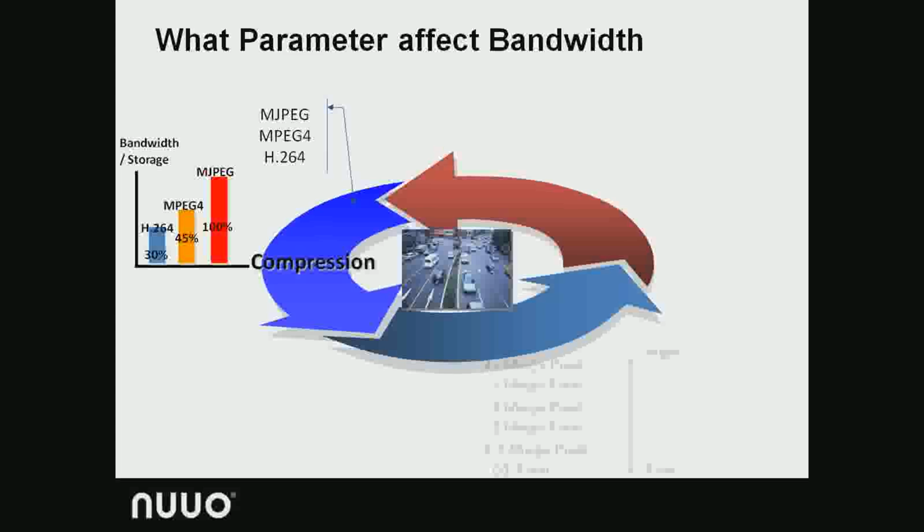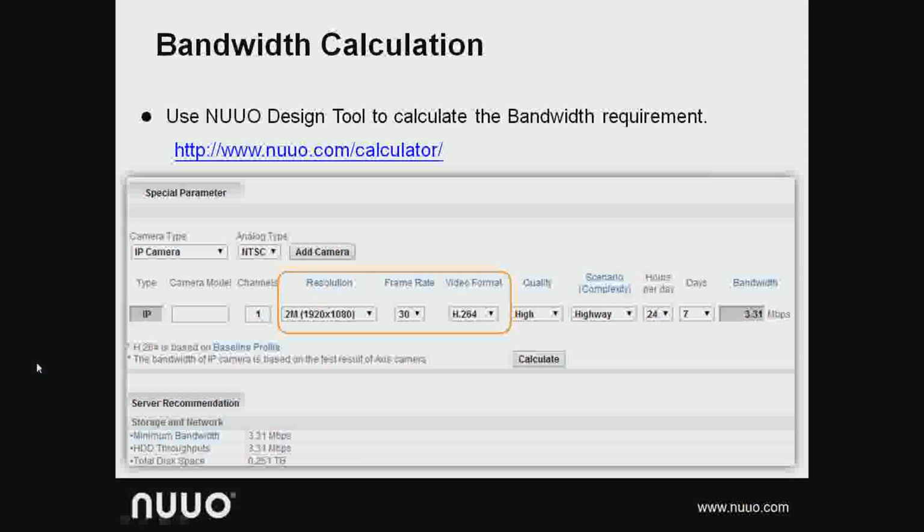So how do we calculate the bandwidth for a project? You may use the NUO design tool to calculate the bandwidth requirement for your project. Here is the NUO design tool web interface. As you can see, you can put in the number of cameras, the resolution and the parameters on this page and click the calculate button. Then it will help you get the minimum bandwidth.